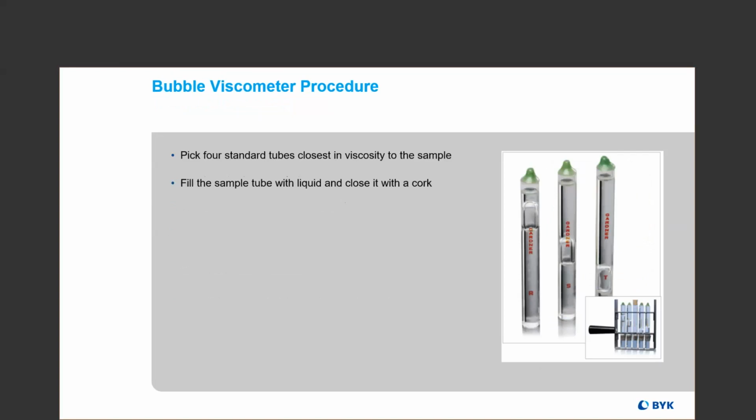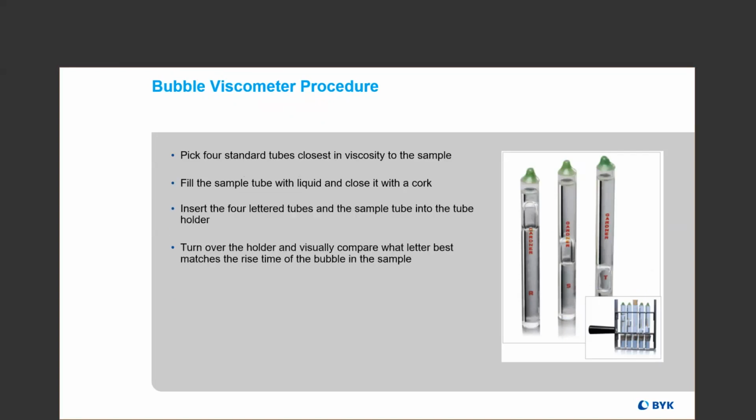You want to pick the closest ones to your liquid. You fill your sample tube with liquid, of course leaving a little bit of space for a bubble, and it'll leave a marking on the tube that shows you how much space to leave. And then you close it tightly with a cork, because you're going to have to turn that tube over to do the measurement, and you want that cork to be nice and tight so your sample liquid doesn't flow out.